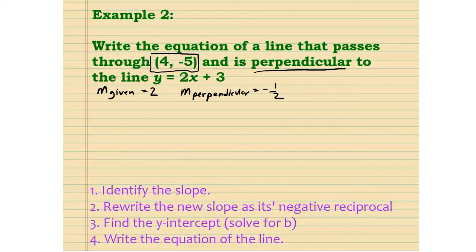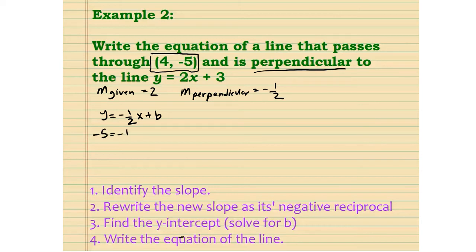Here is the slope-intercept form. Y is equal to -1/2 x plus b. Equation is written halfway. Now we will use the given point into this equation and find the b value. Then we can complete our equation.